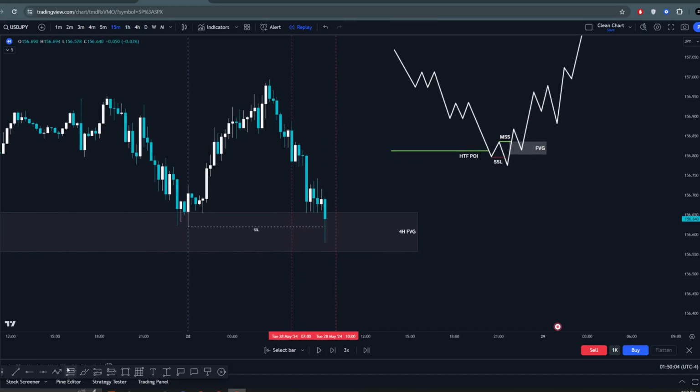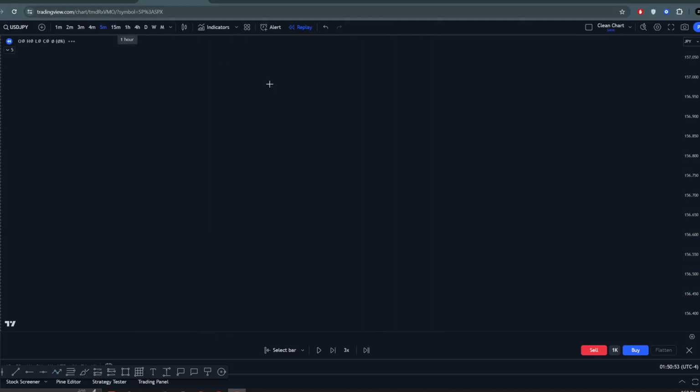Alright, so as we can see right here, price took out this higher time frame sell-side liquidity at the same time reacting into this 4-hour fair value gap. This is our higher time frame point of interest, this one right here. And as we can see, price clearly rejected going lower. We have here a candle wick, which means that this is only a manipulation. Price is not willing to continue going lower since we have here a candle rejection. Now, let's go into the 5-minute time frame.